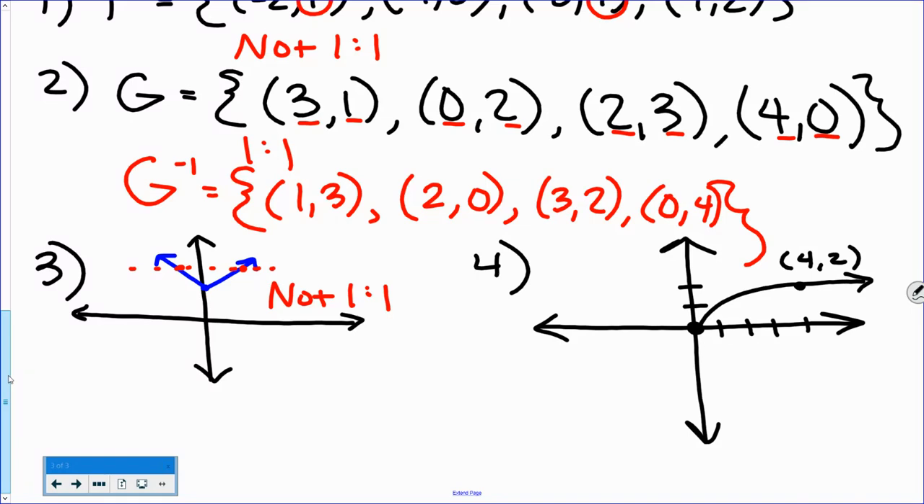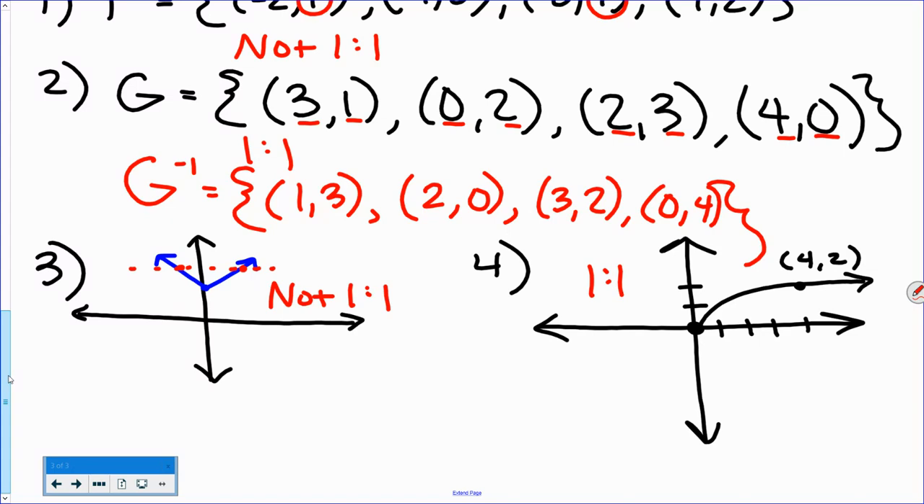So is this one one-to-one? It is. Maybe my graph isn't very good. It's just slowly, ever so slowly increasing as it goes up from left to right. So mine almost looks like it's flat, but it's not. So this is one-to-one. If it is, we need to then graph the inverse.